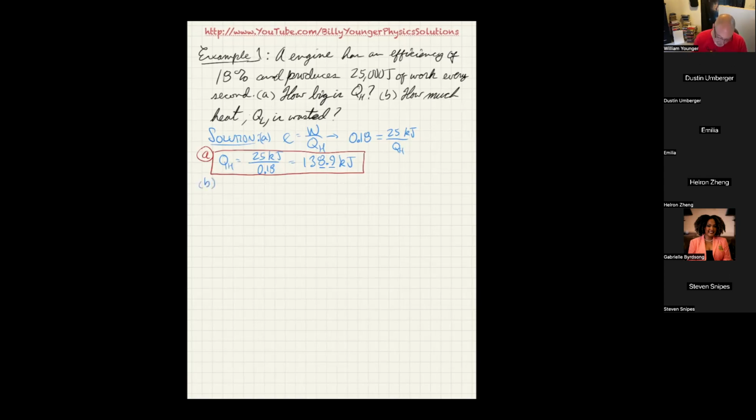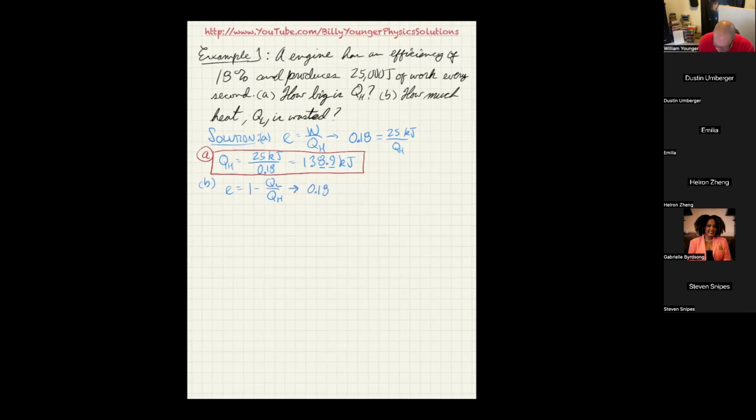All right, so part B, they want to know how much is QL. Well, we know the efficiency E is equal to 1 minus QL over QH. Again, that's just the pure efficiency. That's not for a Carnot engine. We know that that is actually equal to 0.18.